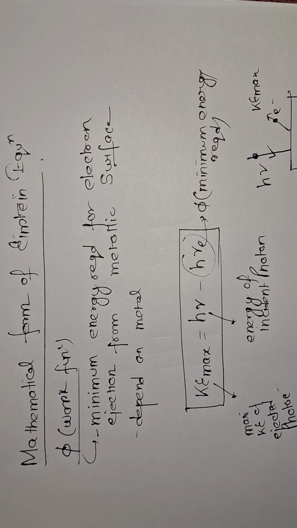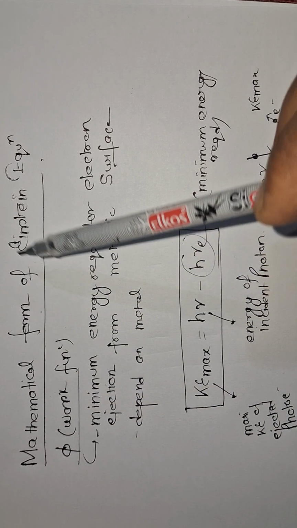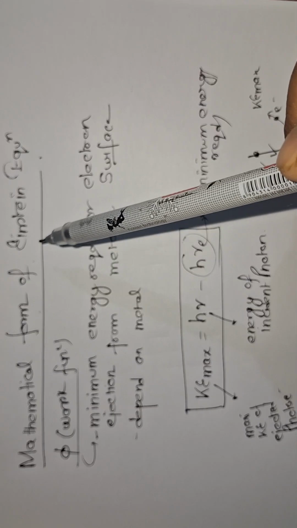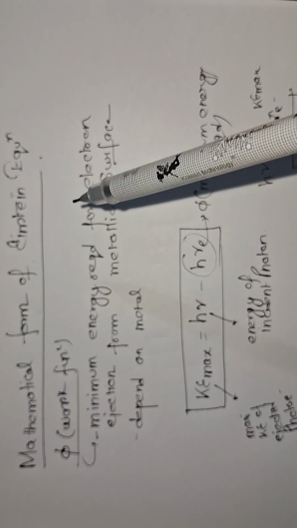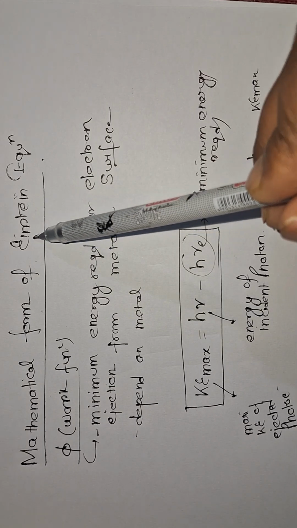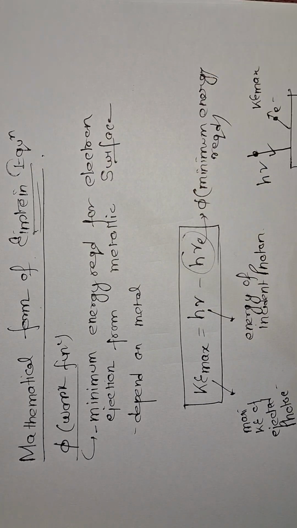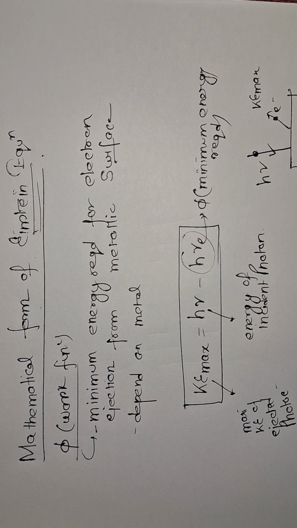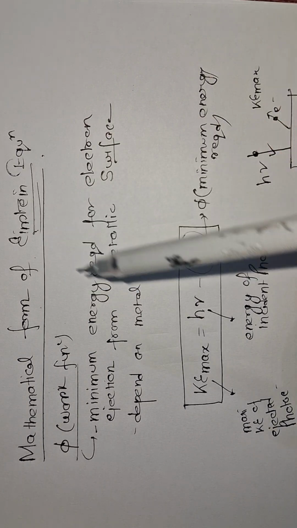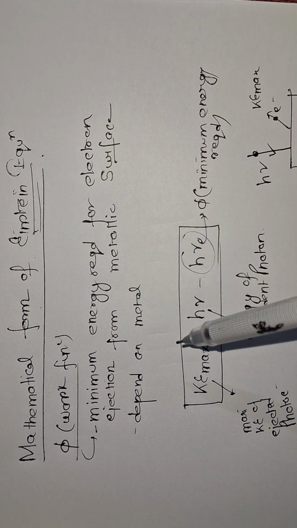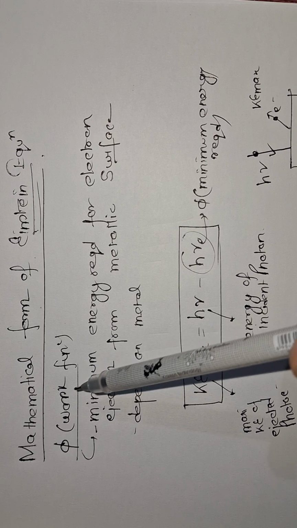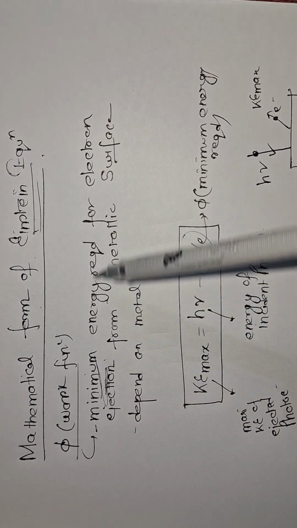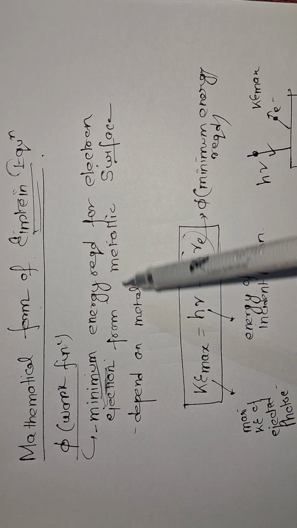The next topic which we'll start is the mathematical form of the Einstein equation, and this equation is the important one. We can expect questions from this one. So this is the most important one. Due to this equation only he got his Nobel Prize. Okay, so what was his equation? Before starting the equation, let us understand what the work function is. Work function is the minimum energy required for electron ejection from a metallic surface.